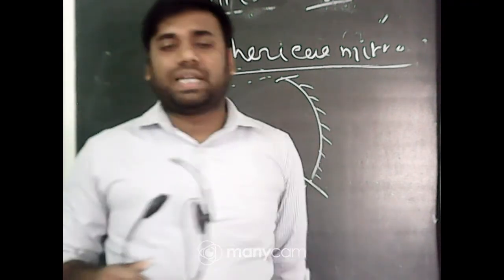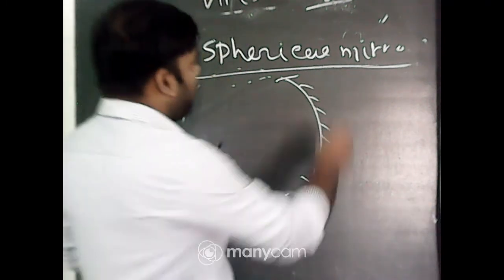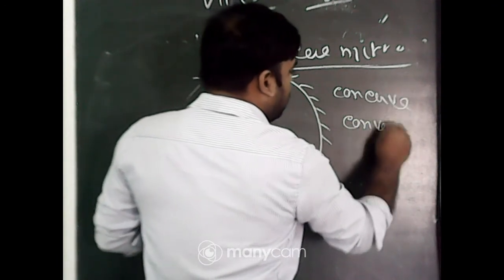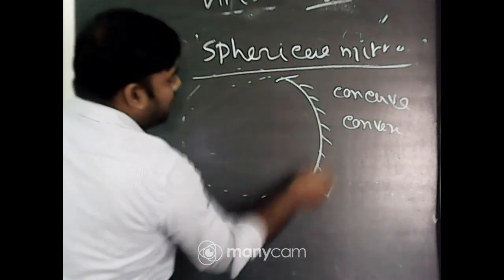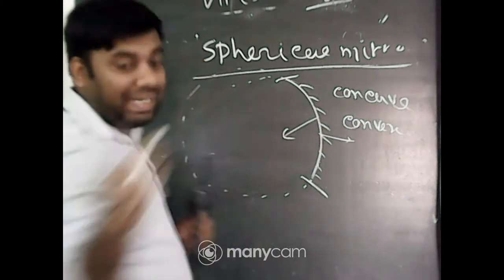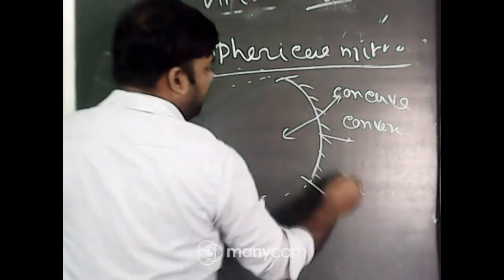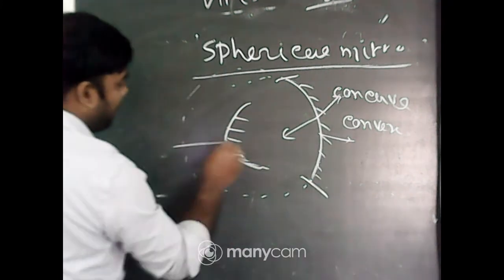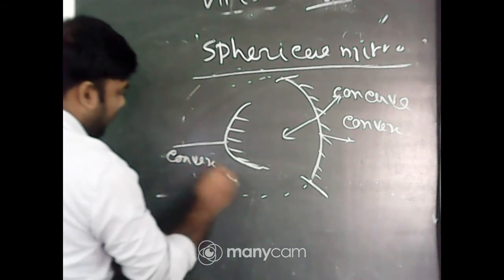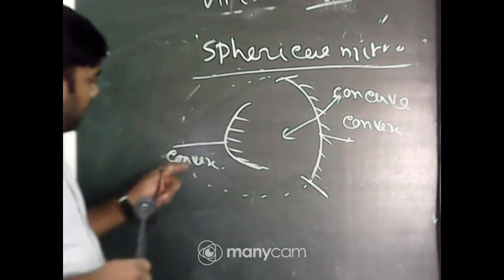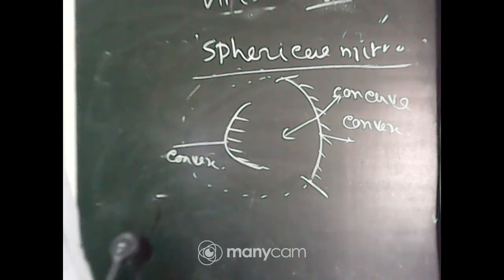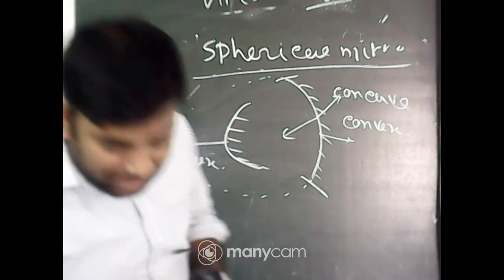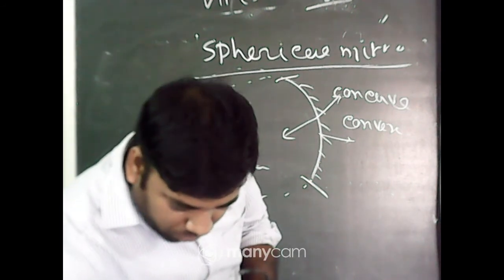So there are two types of spherical mirror. One is the concave mirror, and another is the convex mirror. When the inside is the reflecting surface, that is a concave mirror, and when the outside is the reflecting surface, that is a convex mirror. Okay, so I have discussed these two types of spherical mirror.